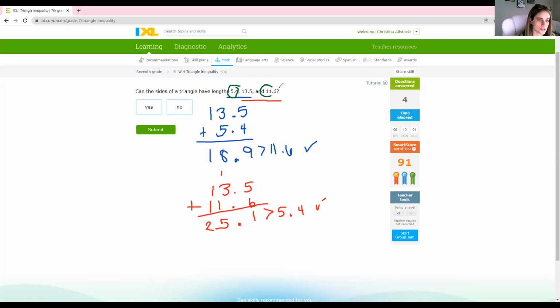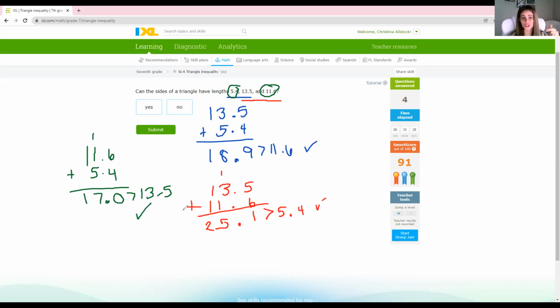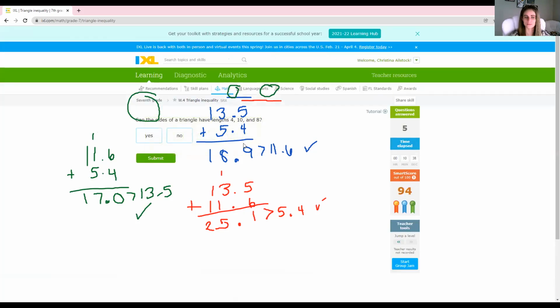So we'll add our first and our last together. So 11 and 6/10 plus 5 and 4/10. 6 plus 4 is 10. Carry the 1. Make sure you bring your decimal straight down. Is that greater than 13 and 5/10? It is. So even though we had decimals, we can still add. We just got to make sure you probably have some paper in front of you, a little bit harder to add that in your head. But yes, it met our requirements. It is in fact a triangle.